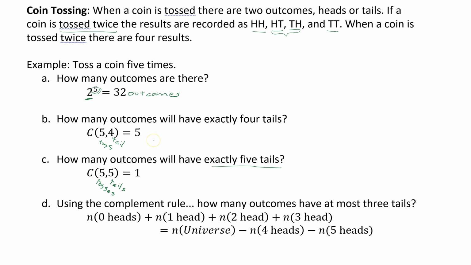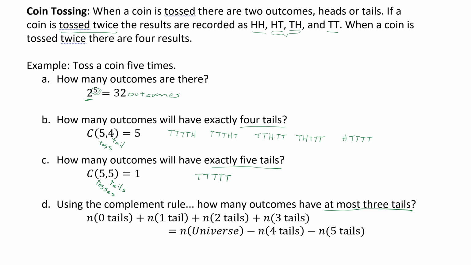Let's go up to part B again. It had said how many outcomes will have exactly 4 tails. And we had that situation, there were 5 different ways. The reason is that I could have tails occur at the front end of my tosses and then a head. Or I could have 3 tails, a head, and a tail. Or I could have 2 tails, a head, and 2 tails. Let's see, I could have a tail, a head, and 3 tails. Or I could have had the head occur first and then 4 tails. So we can see that there are 5 outcomes. When they are all tails and we're tossing them 5 times, there's only one way to do that.